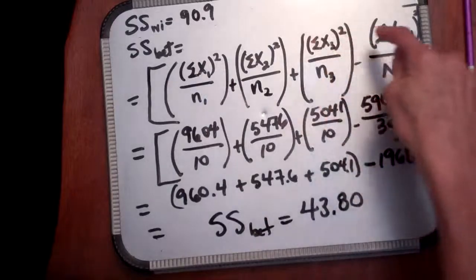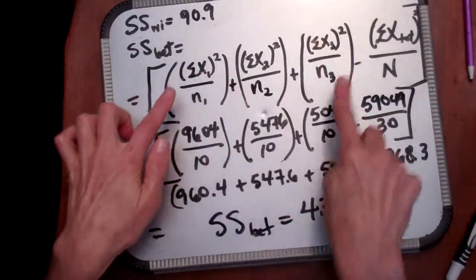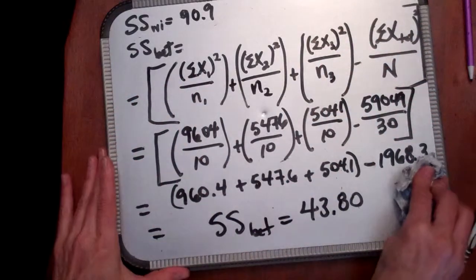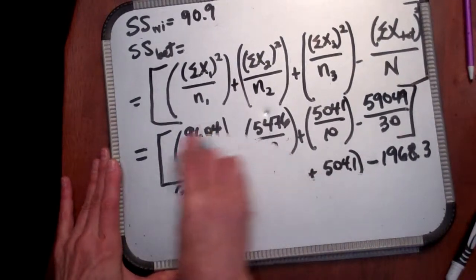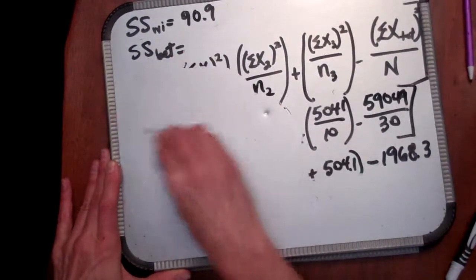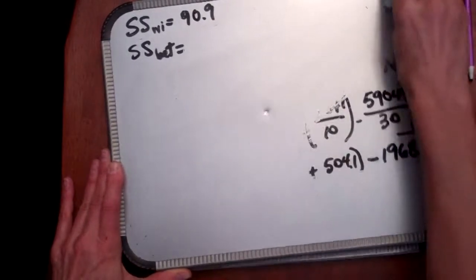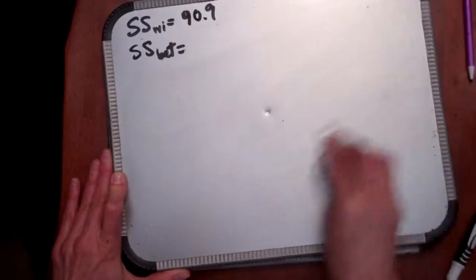Once you know what each of these figures, if you're very clear what each of these symbols are referring to, the actual calculations are easy. So 43.80 is our sum of squares between, and let's just write that at the top.